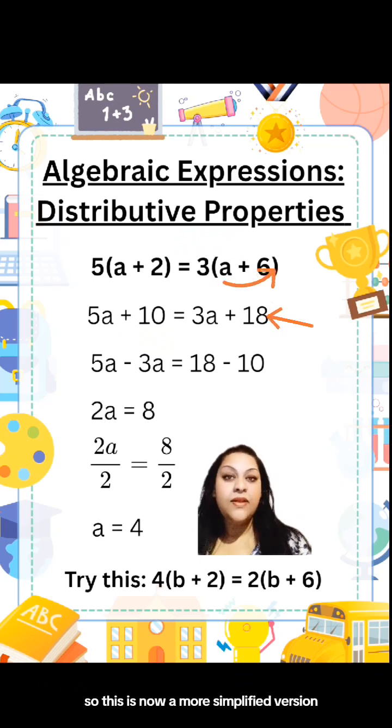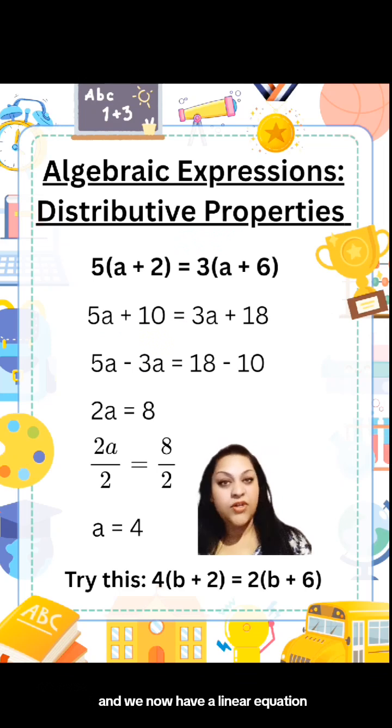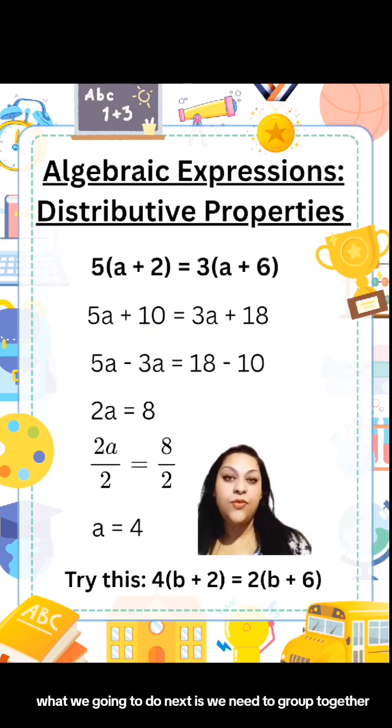So this is now more simple. We have gotten rid of the brackets. We've distributed the constants across everything and we now have a linear equation. What we're going to do next is we need to group together. So we are going to group together the variables and we are going to group together the constants. The thing that's going to separate them is the equal sign.